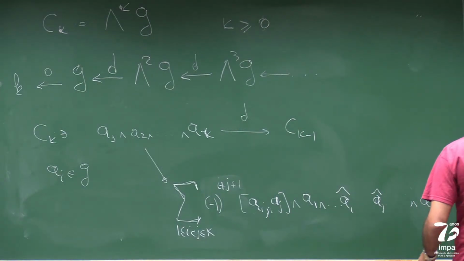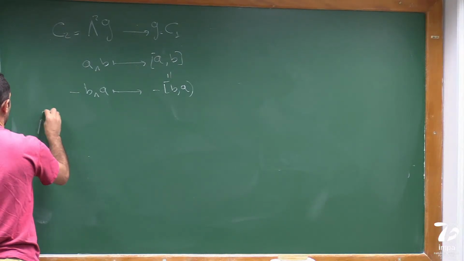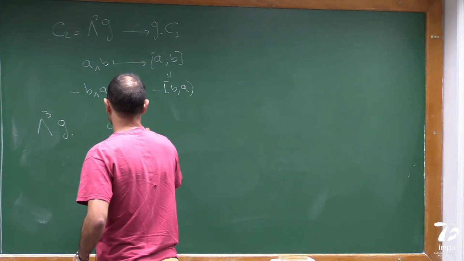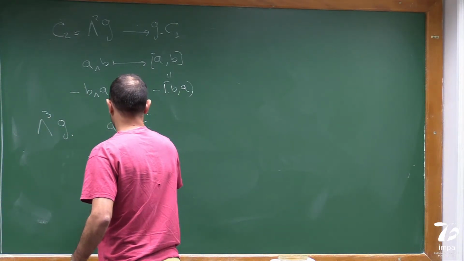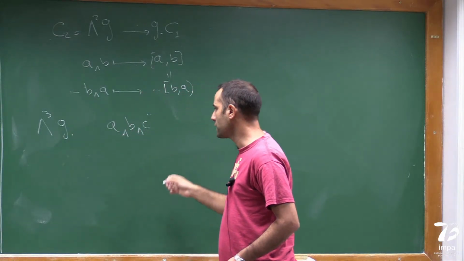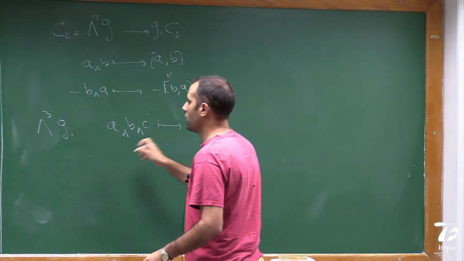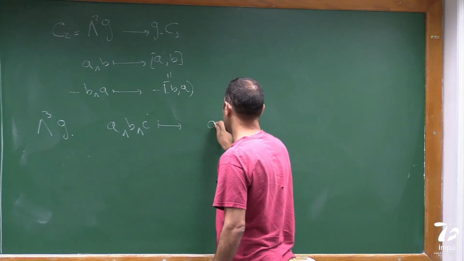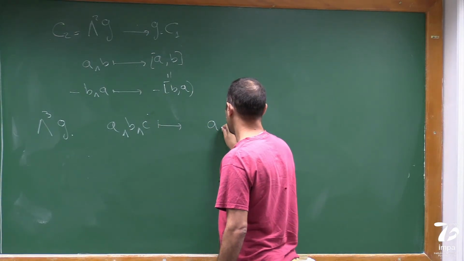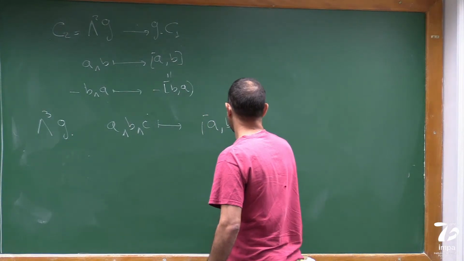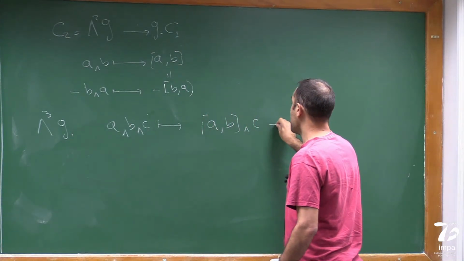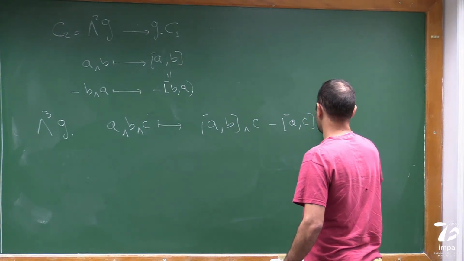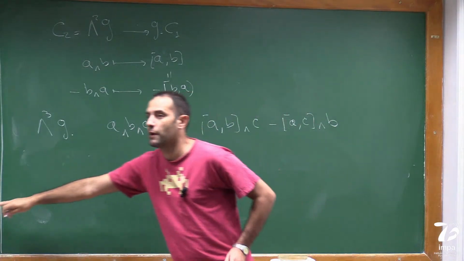Now let's look at what happens from wedge 3. Let's take the typical element A, B, and C, or a linear combination of the guys like this, and let's look at the differential. So if I apply my first D, it's going to be A bracket with B, wedge C, minus A bracket with C, wedge B. So I'm just reading this formula.